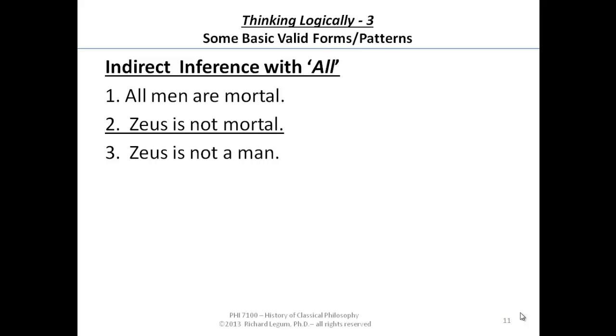We're now going to turn to the indirect inferences. And first, the indirect inference with all. What makes these inferences indirect is that in the second premise, we're going to see it always has a negation. So rather than the argument going from all men are mortal, as the first one went, and let's say it was Socrates is a man, therefore Socrates is mortal, this is going kind of in the opposite direction.